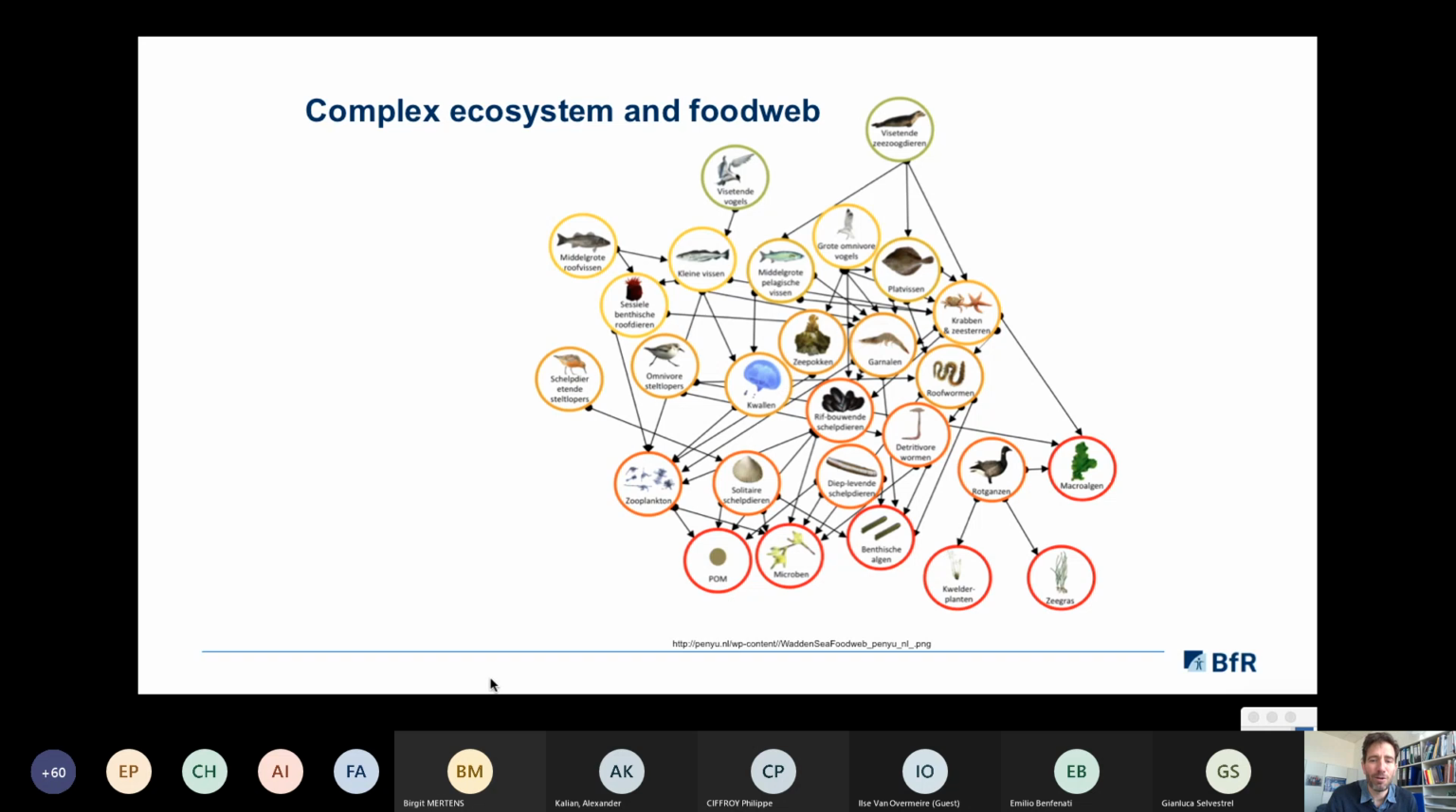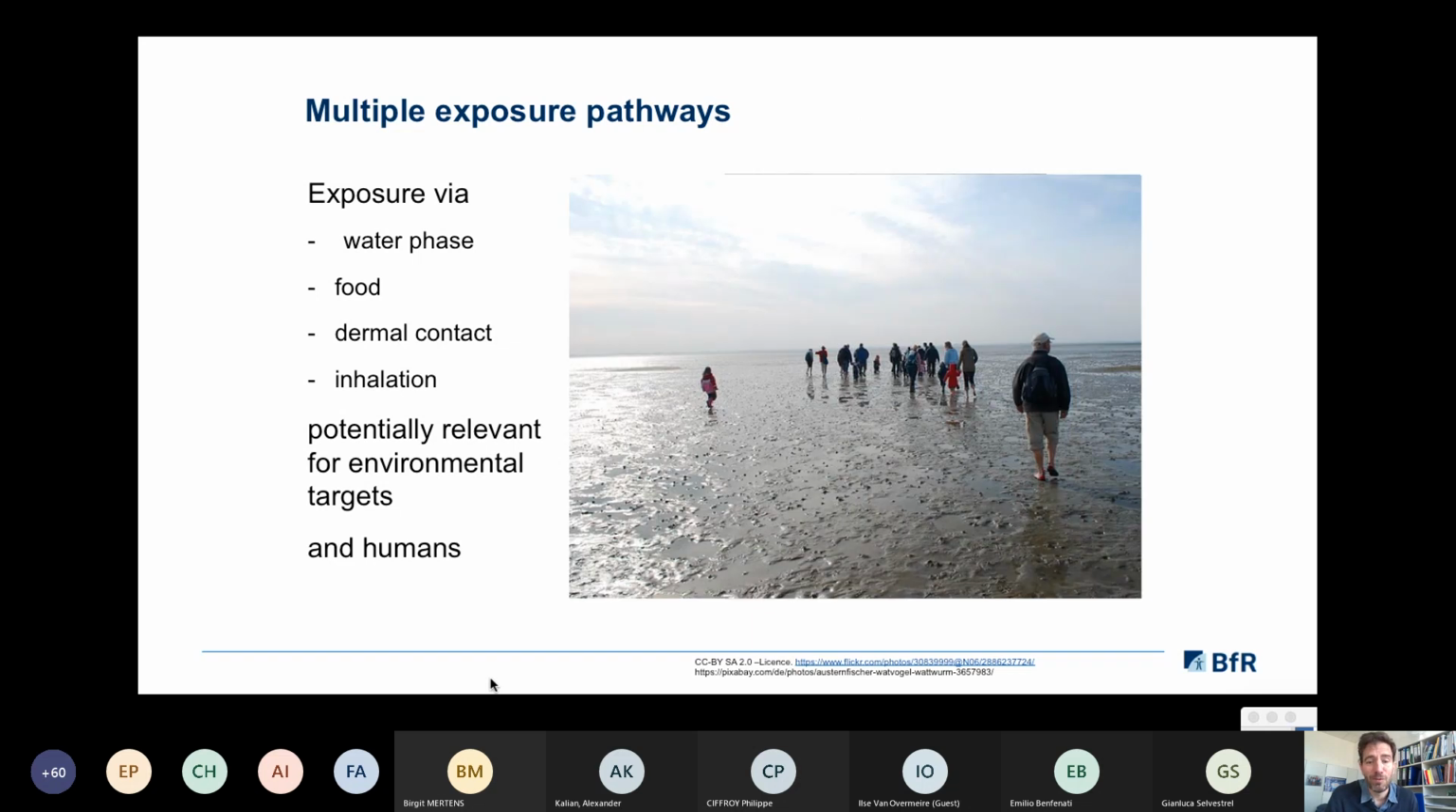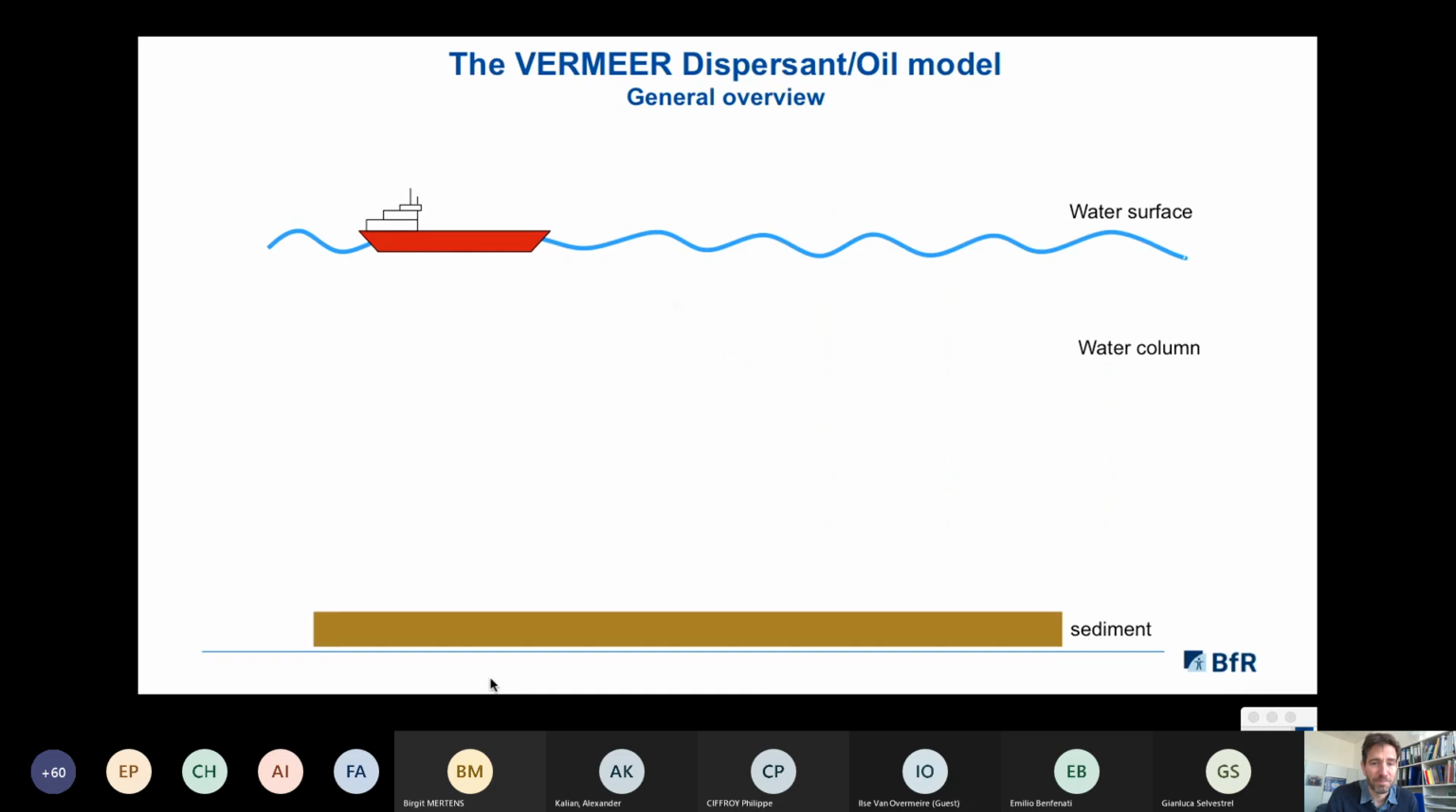It's just to show that there's a lot of interdependence of organisms with feeding nets. And so it's a complex thing. So we have also multiple exposure pathways in such a situation via the water phase, via food, via dermal contact, via inhalation, and then could target different environmental species. But also for humans, this is a very touristy area where people go barefoot on the mud flats, and so also a human exposure could be inferred.